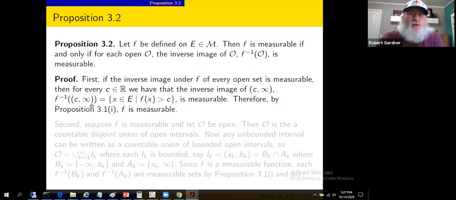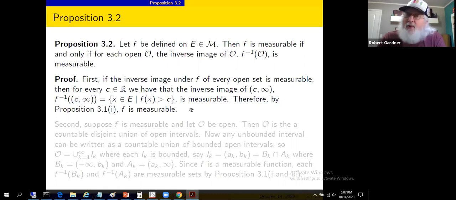The inverse image of c to infinity would be all x values such that f of x lies in the interval c to infinity, that is, all x values such that f of x is greater than c. So this set is exactly an inverse image of an open interval. If this set is measurable, then by Theorem 3.1, part 1, a function that satisfies any of those 4 parts is a measurable function. Really, it's a definition. But this function then satisfies part 1, and so is a measurable function. So if inverse images of open sets are measurable, then the function is measurable.